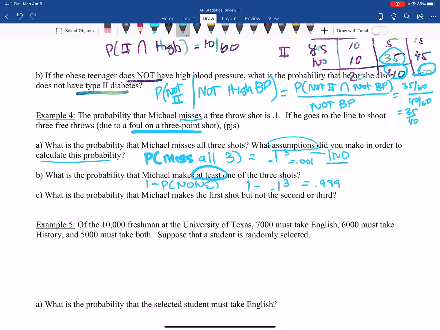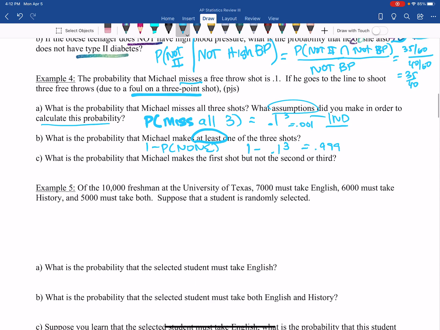The reason being is that to be able to add up all of the different combinations of, okay, I could make the first one but miss the second. I could miss the first one, make the second, miss the third, make. I mean, there's a lot of different combinations. With a combination of 3 and just making 1, it's not too bad. But if I start doing 4 or 5 or 6, it becomes very difficult. So it's a lot easier just to say, okay, this is the probability of making none of them, and then subtracting that from 1.